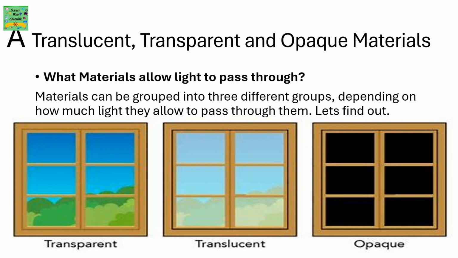Translucent, transparent, and opaque materials. What materials allow light to pass through them? Materials can be grouped into three different groups, depending on how much light they allow to pass through them. Let's find out. The first group is transparent, the second one is translucent, and the third is opaque.